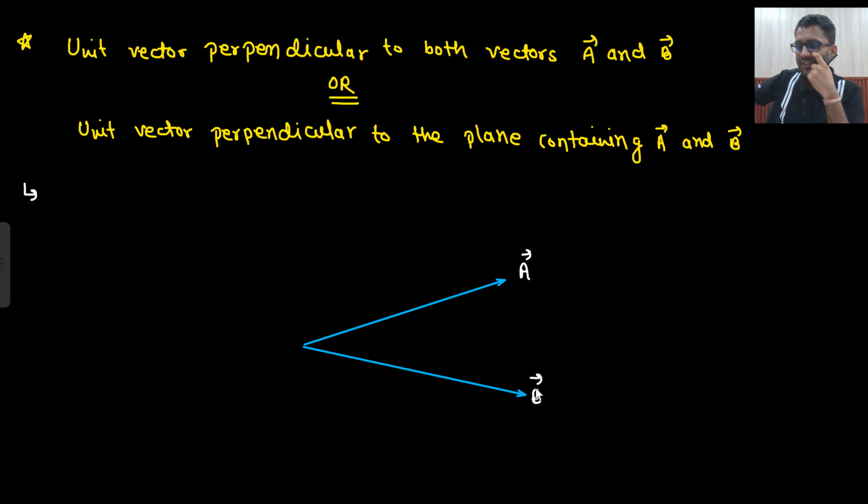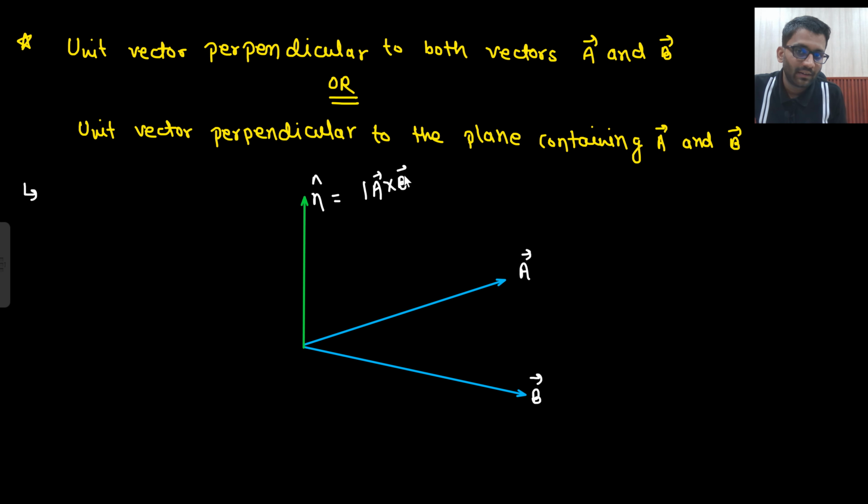How can you get it? Which operation will you perform? I need to get this vector. Think about it. This would be A cross B divided by magnitude of A cross B. Because what is the direction of A cross B? The direction of A cross B is perpendicular to the plane containing vectors A and B, perpendicular to both of the vectors.